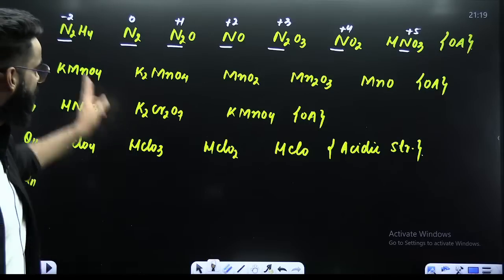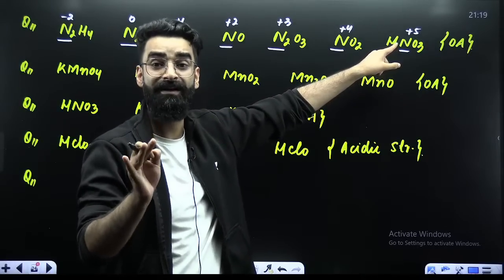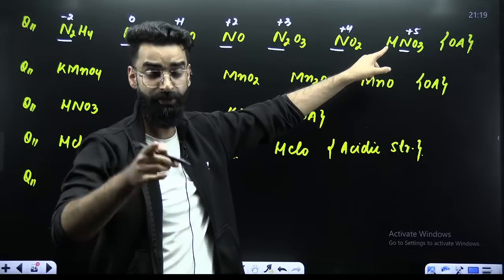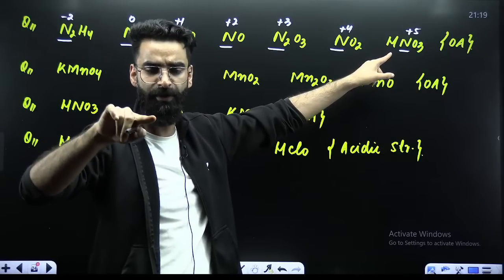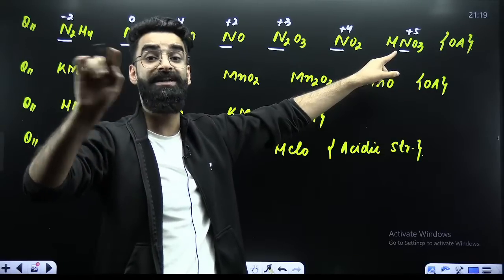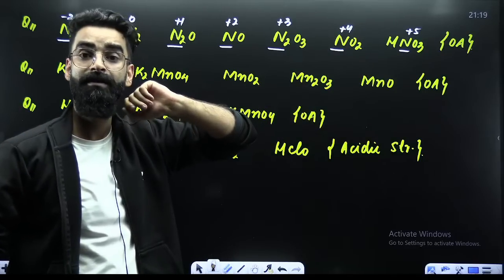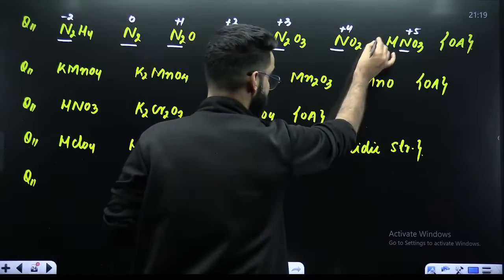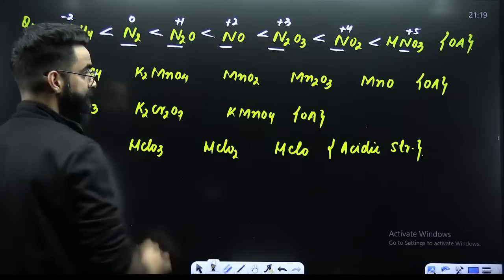So check: where is the oxidation state of the central atom the maximum? It's here. The higher the oxidation state of the central atom, the stronger the oxidizing agent. I told you the strength of the oxidizing agent is directly proportional to the oxidation state of the central atom. The higher the oxidation state, the better and stronger the oxidizing agent. So this has to be the order. This is the order of the strength of the oxidizing agent.